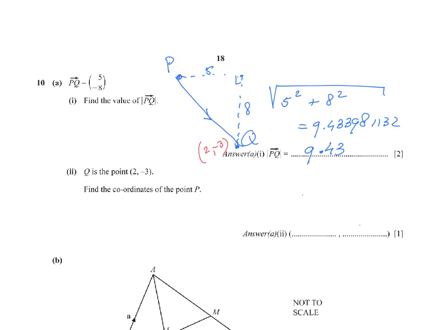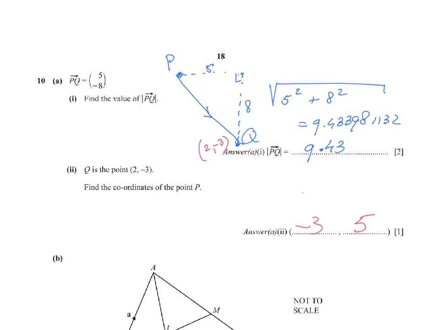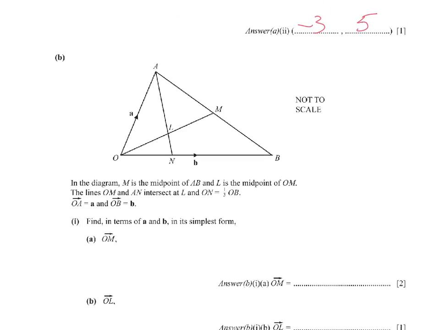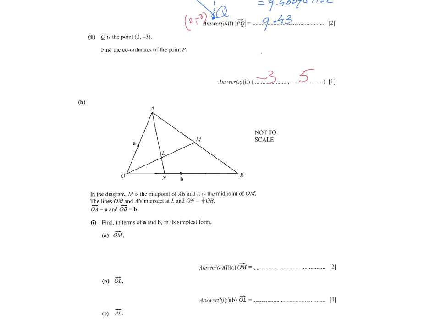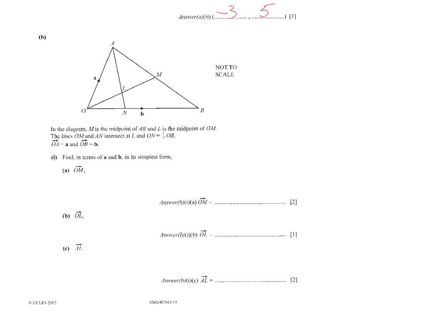So if this is 2, minus 3, to get to P, I have to go 8 units up. So the y value is going to be minus 3 plus 8, which is 5. And I'm going to go 5 units to the left, so the 2 becomes a negative 3. There you go. So a diagram or a sketch will help you to never make a silly mistake where you simply add the vector to the coordinates. Okay. Moving on, not to scale, of course not. I'll make it a little bit smaller so all the questions fit. There we go. 5 points for this, guys.